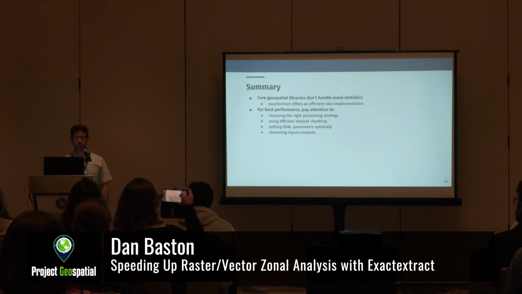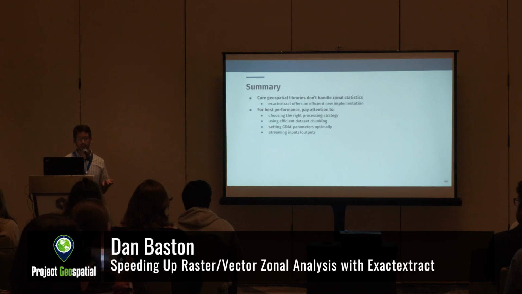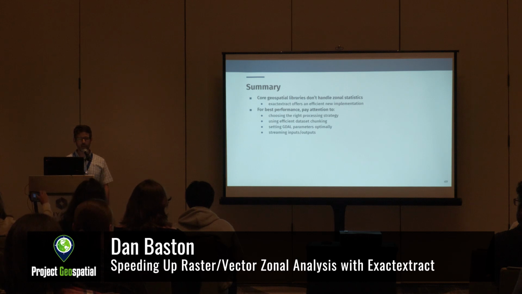Core geospatial libraries don't handle zonal stats. Here's a new implementation that I think is better than what's out there for applications I've seen. I hope to integrate pieces of this back into GDAL and GEOS at some point, but it's kind of easier to develop outside of those two. If you're using it, or really for any raster processing you're doing, pay attention to your dataset chunking. Make sure you're setting your GDAL parameters optimally, or play around with them, and look at streaming your data so you're not using up your memory when you don't have to.